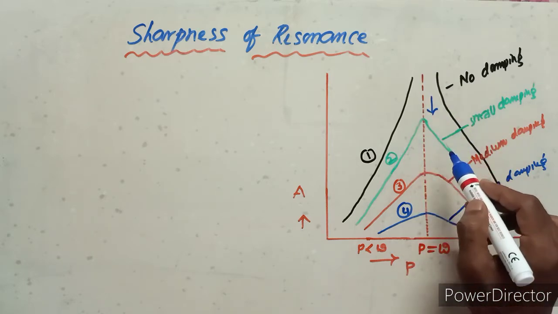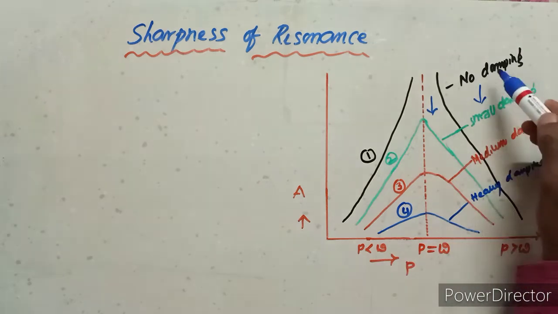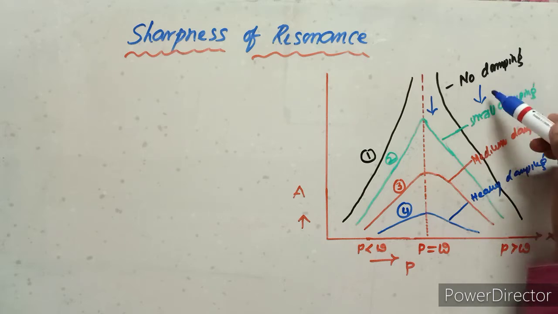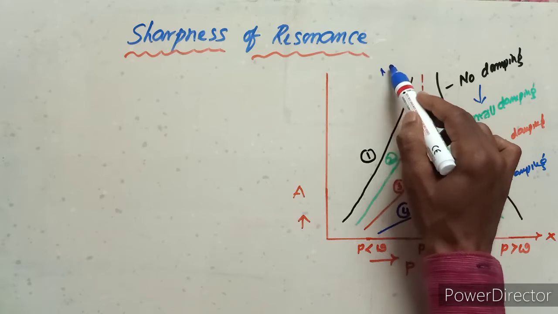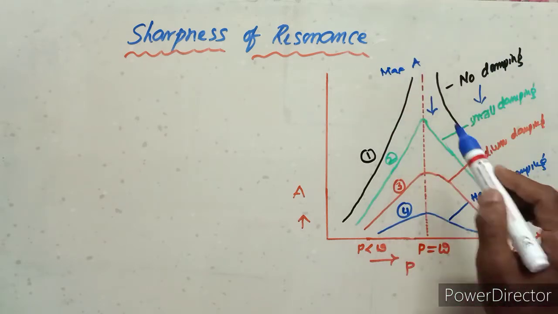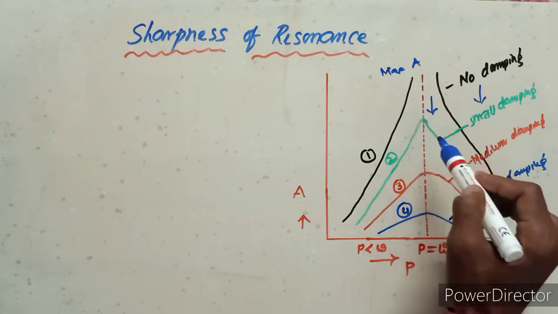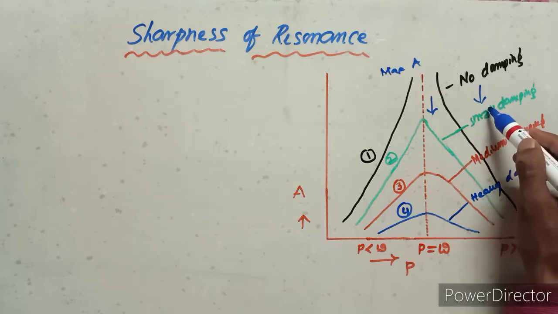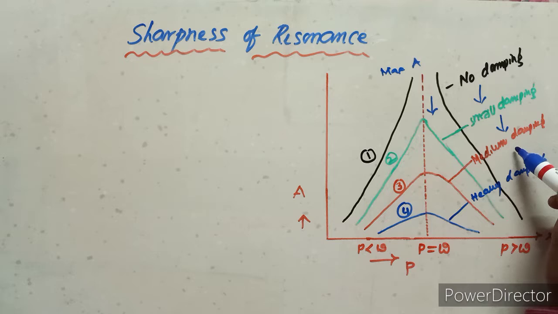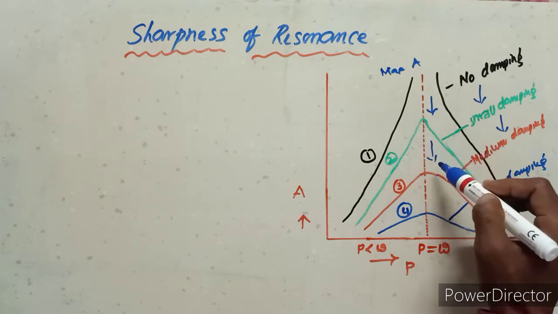Damping is small damping. In these two conditions, damping is increased. Here no damping, here small damping. Here maximum amplitude, here the amplitude starts to fall. So next, these two conditions, here small damping, here medium damping. So damping is increasing.